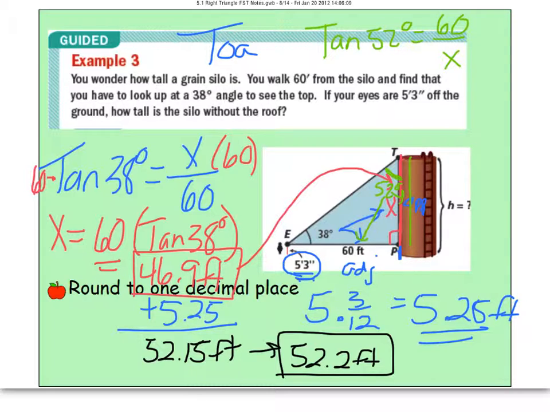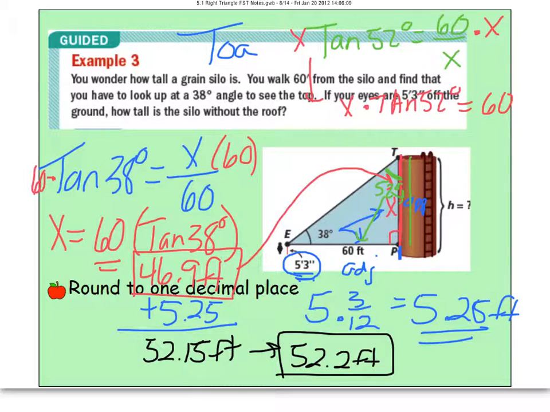Now the reason I want to highlight this formula is because students will get confused when x is on the bottom. Don't worry about it. It's very easy to solve. All you have to do is when it's 60 divided by x, to get rid of the division, you would multiply both sides by x. In doing this, we would then write x times the tan of 52 degrees equals 60.